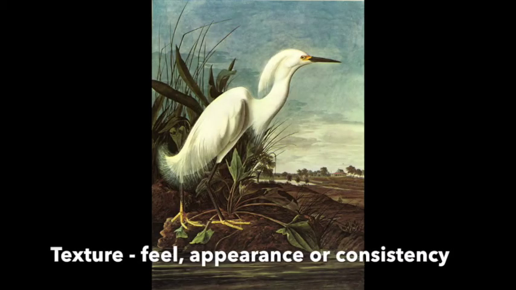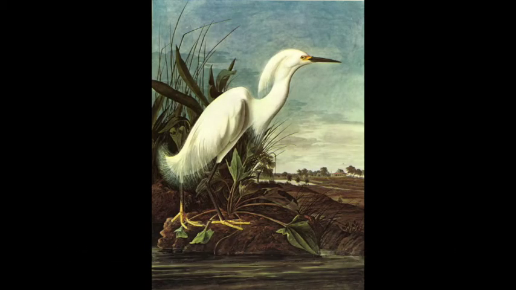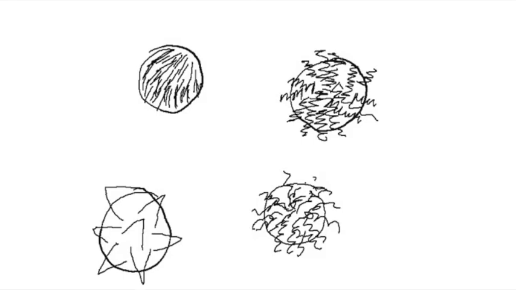Texture is the feel, appearance, or consistency of a surface or a substance. Notice how the artist showed different textures such as the fine silky feathers, the rough rock, the choppy water, the smooth spiky leaves, and the scaly legs. Now let's make some texture.